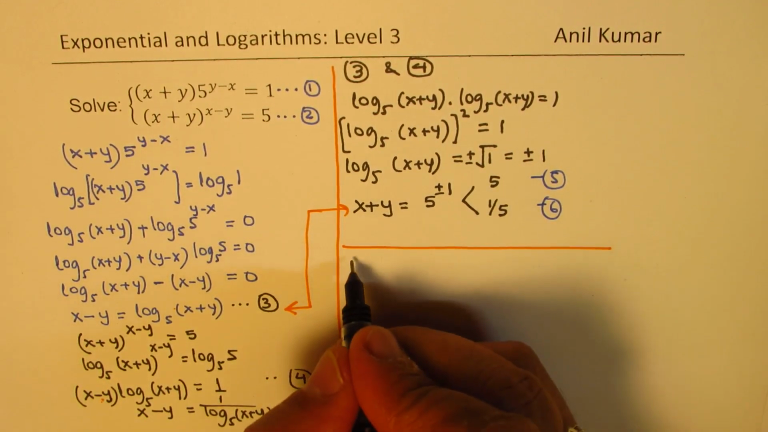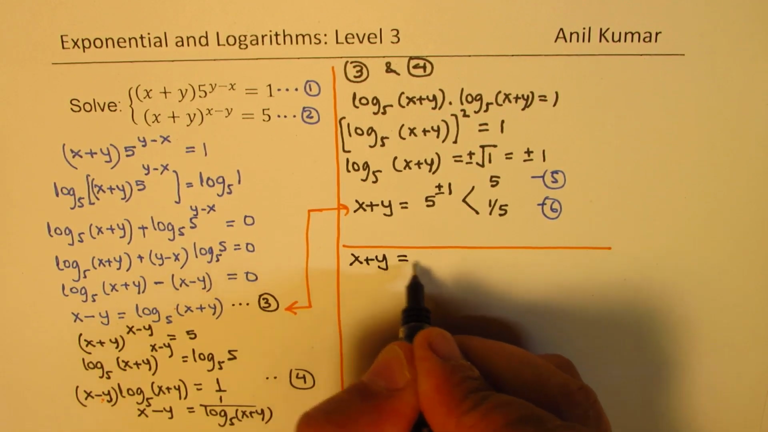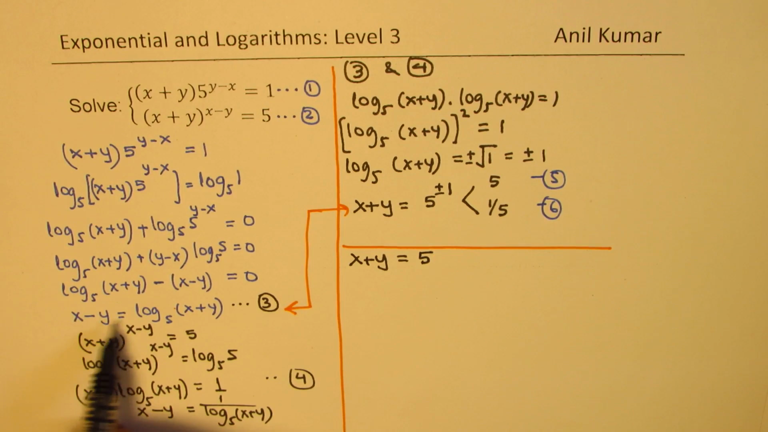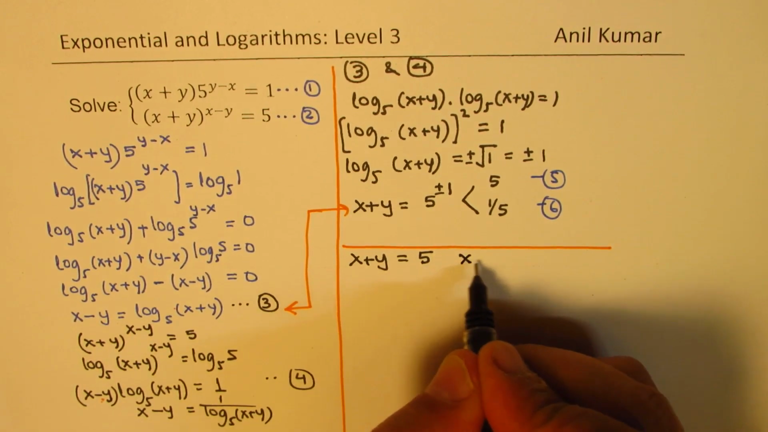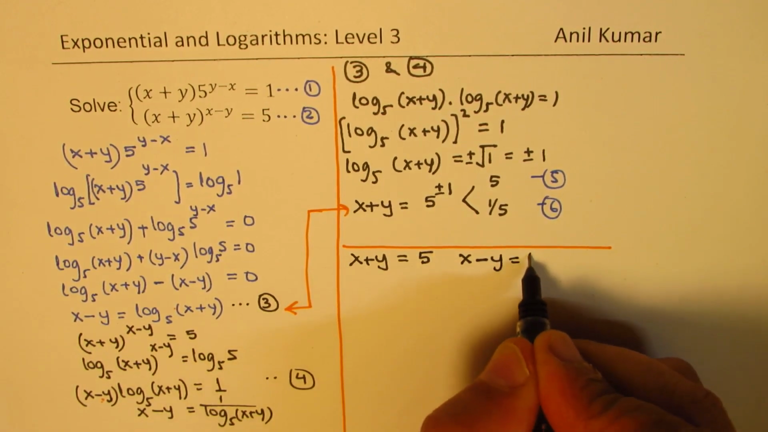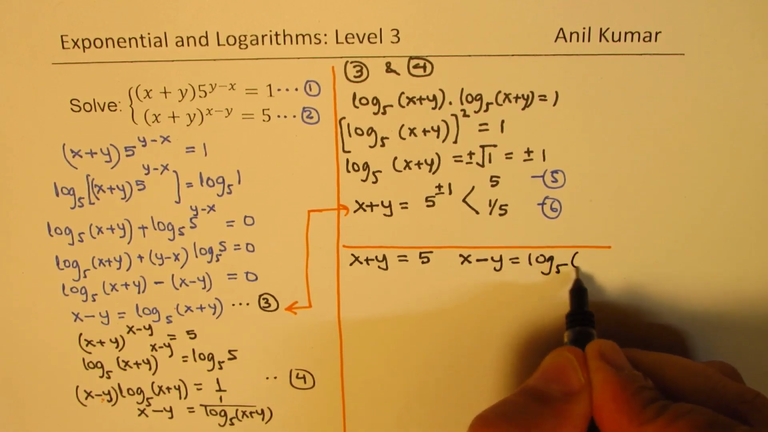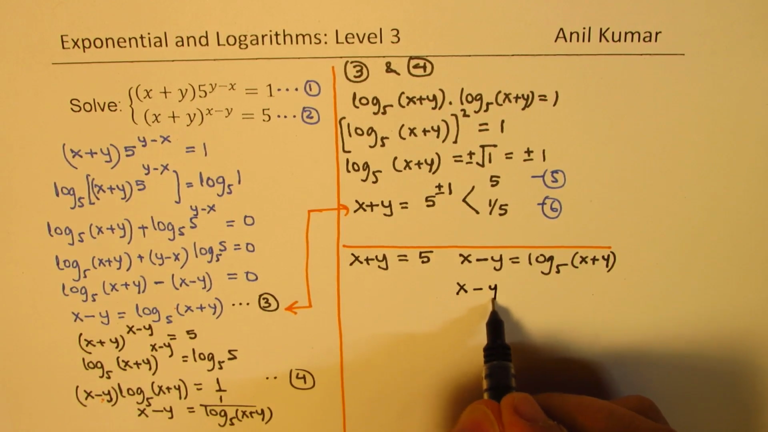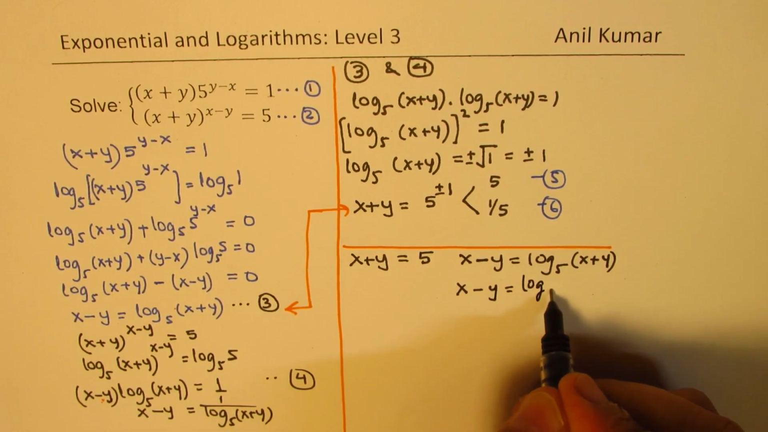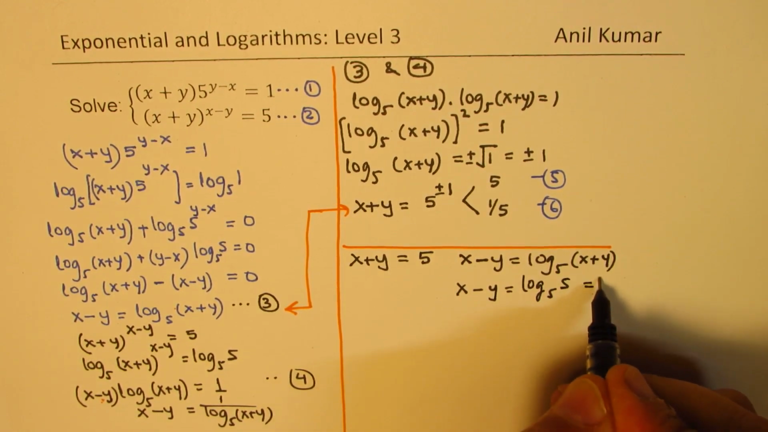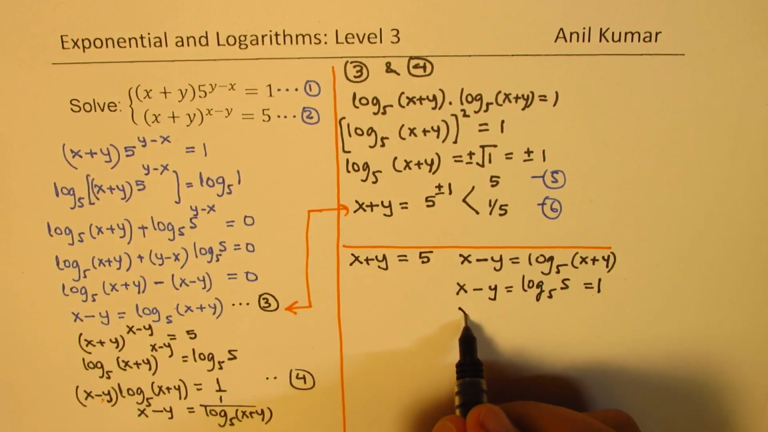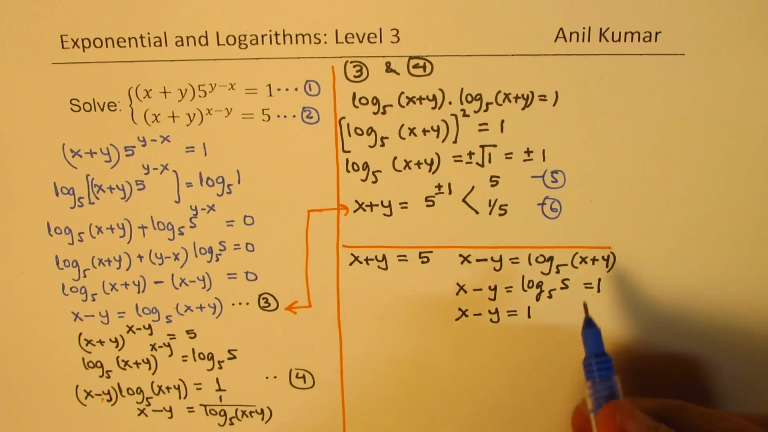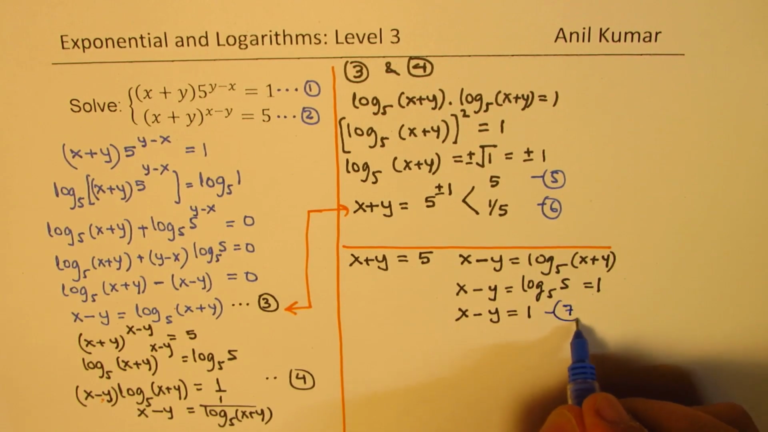So we'll take x plus y equals 5, and here we know x minus y equals log to the base 5 of x plus y, right? So that gives us x minus y as log to the base 5 of 5, which is 1, right? So what we get here is x minus y equals 1. That gives you, let's say, equation number 7.